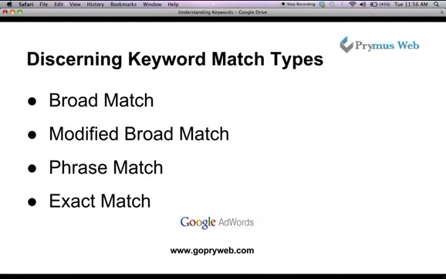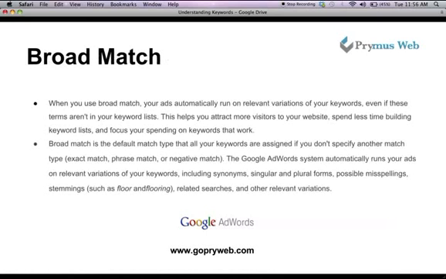So today we're going to talk about discerning keyword match types. There are five, really. I have four listed here: broad match, modified broad match, phrase match, exact match, and then negative keywords. I left negative keywords out here because I wanted to address that in a separate tutorial. So these are the four we'll discuss today: broad match, modified broad match, phrase match, and exact match.